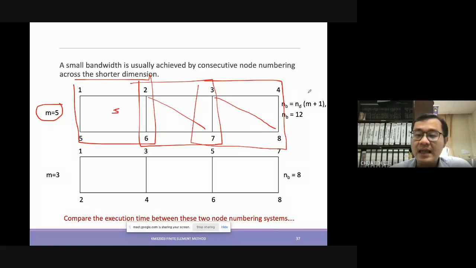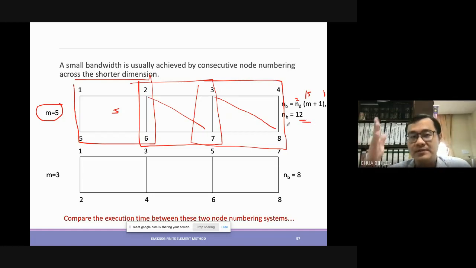So if we take M equals 5, okay, and the ND is still 2, therefore 5 plus 1, 6, 6 times 2, 12. So the NB, the semi-band, will be 12, okay, times depending on how many rows that you have, okay.